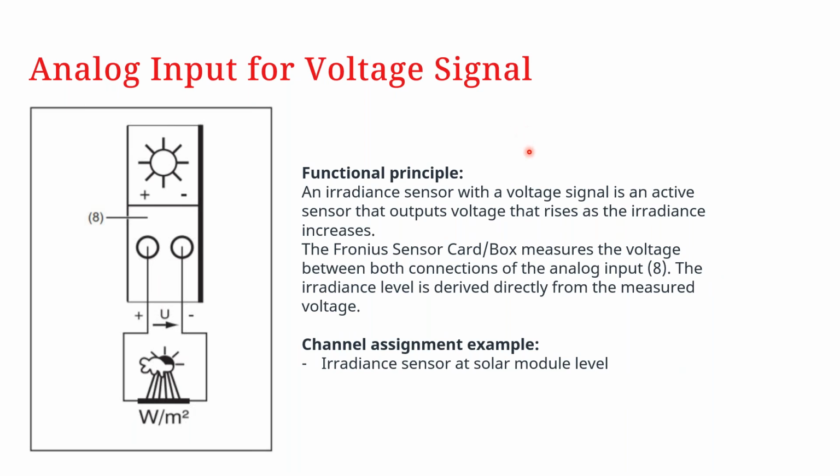As a functional example, the irradiation sensor, of course, with a voltage, is an active sensor that outputs a certain voltage with a rise or drop in the irradiance levels. So the sensor box is looking at the voltage across the terminal, and this drop or rise is used to derive the irradiance at that particular moment in time.